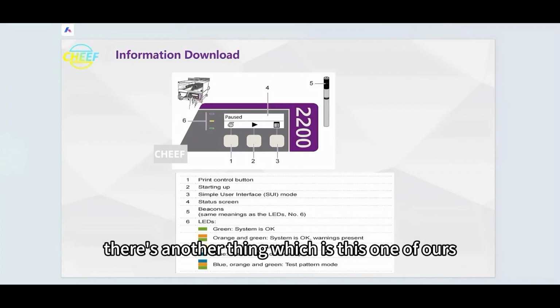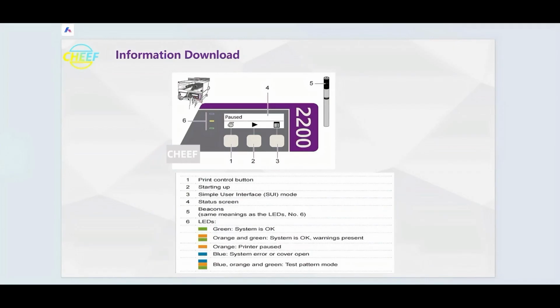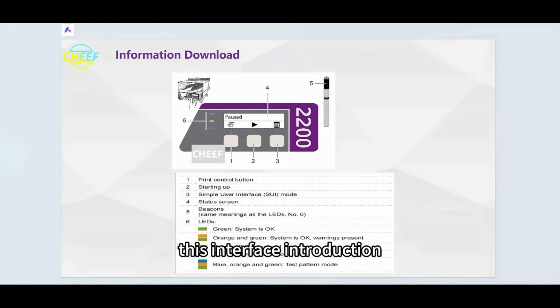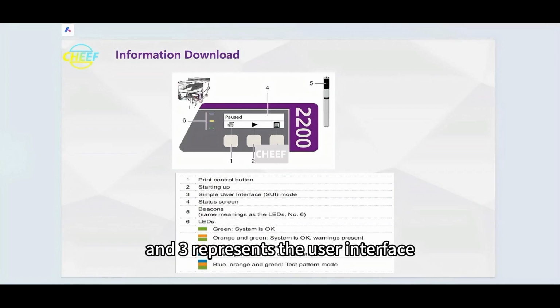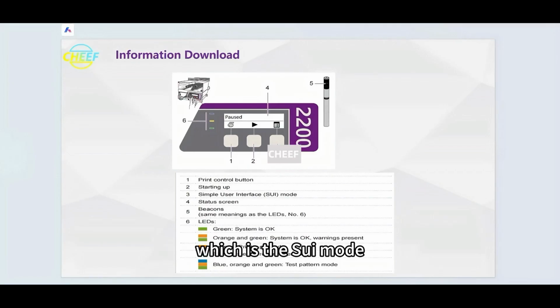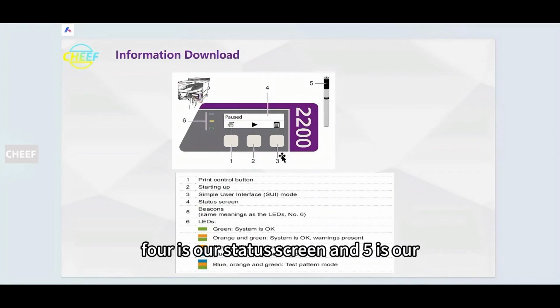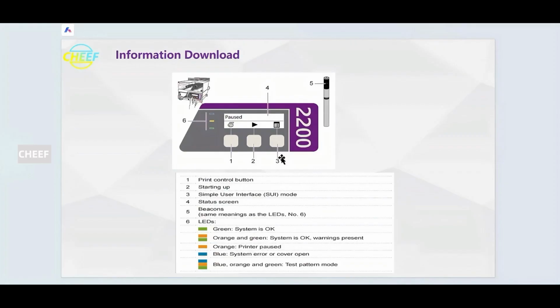There's another thing, which is this button of ours. This interface introduction. The first one is the print button. Here, 1 represents the print button, 2 represents starting the print, and 3 represents the user interface, which is the SUI mode. 4 is our status screen, and 5 is our 3-color light.